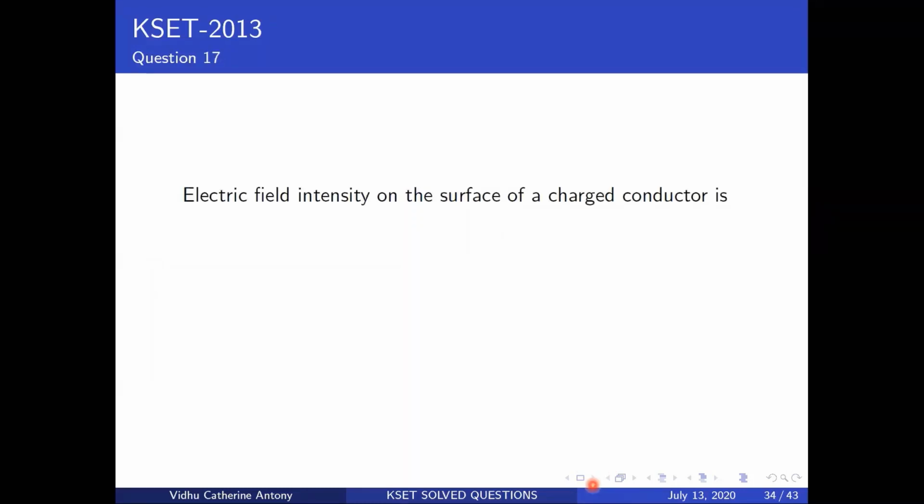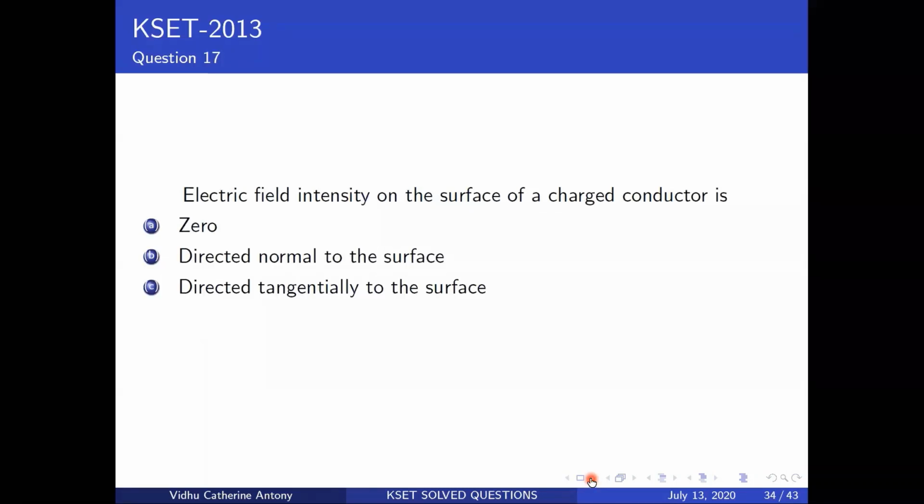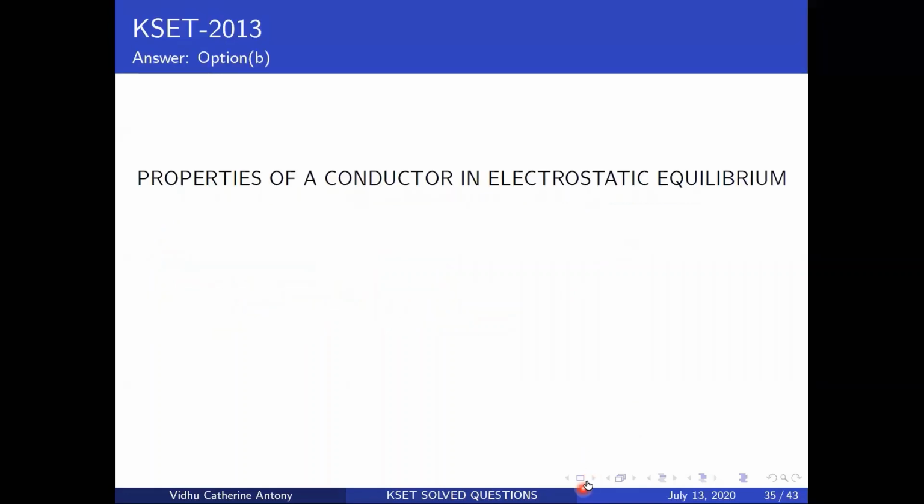This is a PU level question. The electric field intensity on the surface of a charged conductor is: 0, directed normal to the surface, directed tangentially to the surface, or directed along 45 degrees to the surface. So looking at the electric field intensity on the surface of your charged conductor, you know that inside it's going to be 0. On the surface, let's just move on.